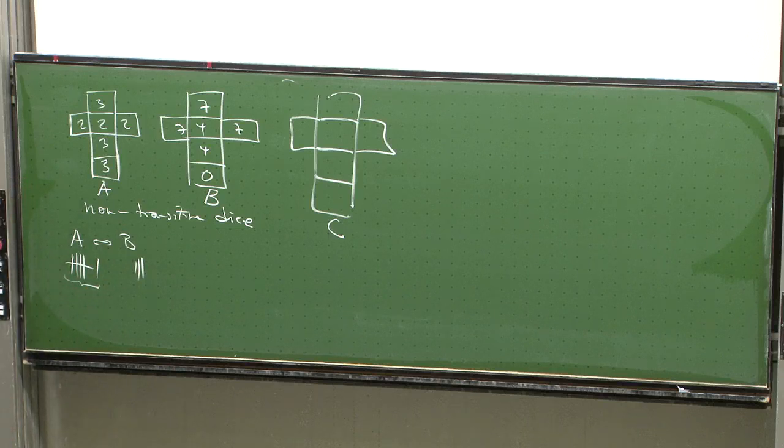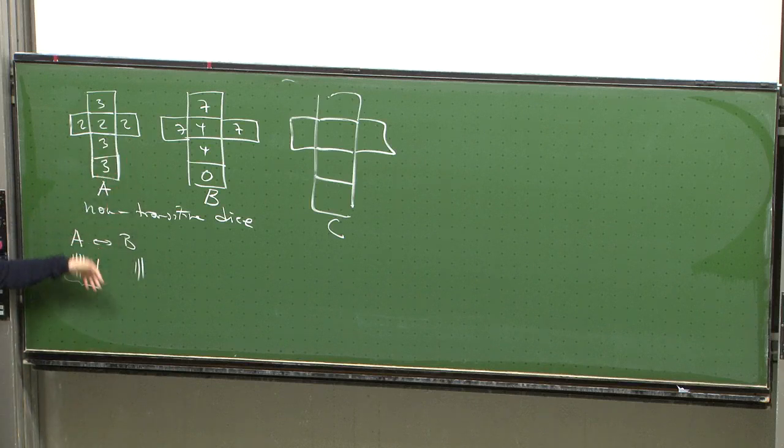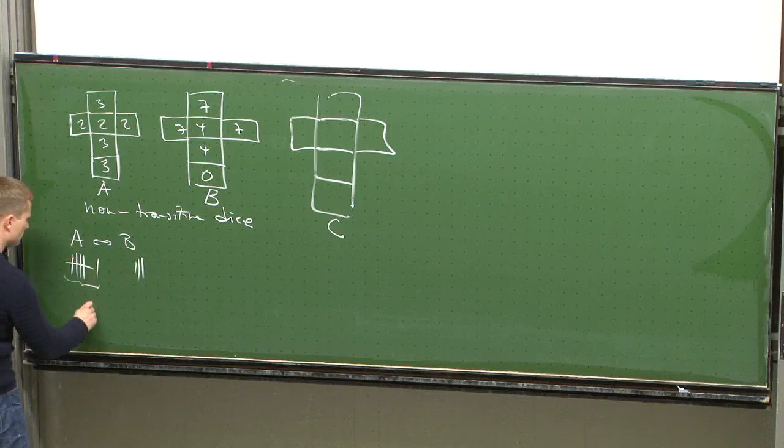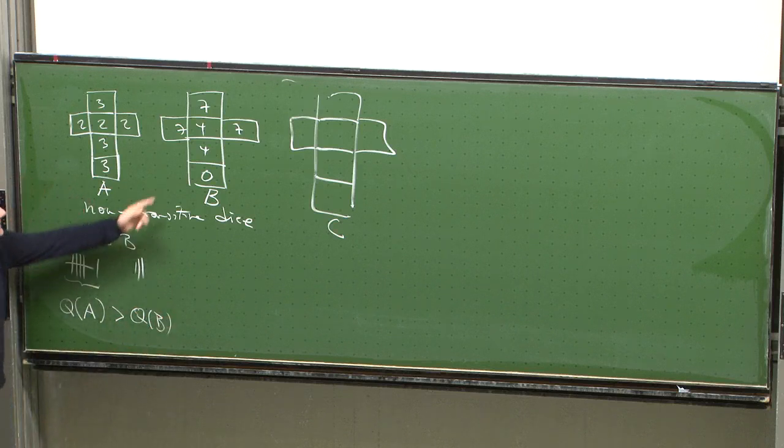Okay? And obviously, if there's a different distribution of numbers, possibly in the long run, I mean, you can calculate who gets with what probability what. Okay, so A plays against B. In this case, you would say, well, the quality of A, Q of A, was greater than the quality of dice B. If you want to play against this guy, you want this dice.